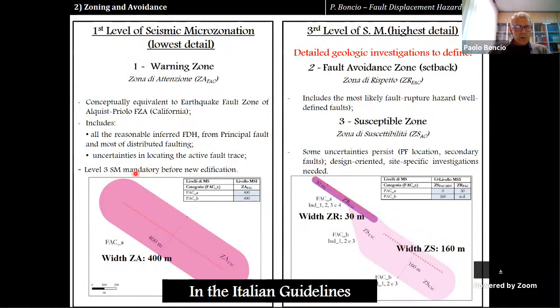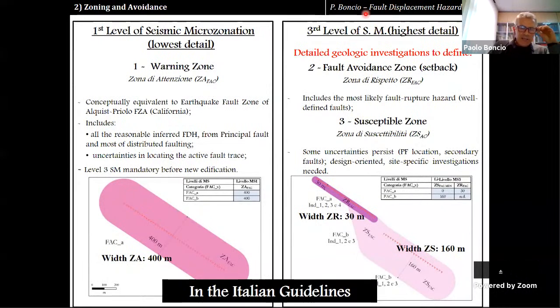Within the warning zone, which is usually 400 meters wide, level three, the highest level of detail, is mandatory before new edification. In general, this step is done by professional geologists who in general are not expert in active tectonics. So they use published data for identifying active faults, capable faults.